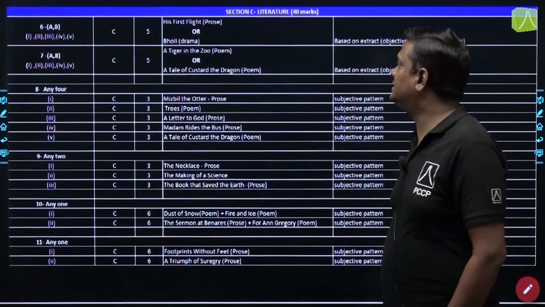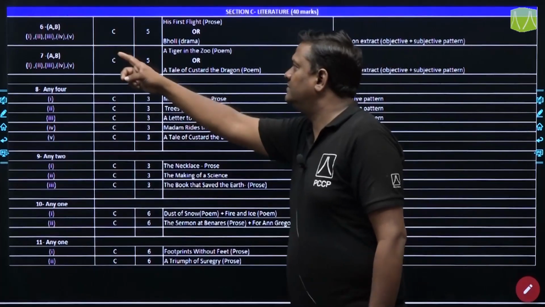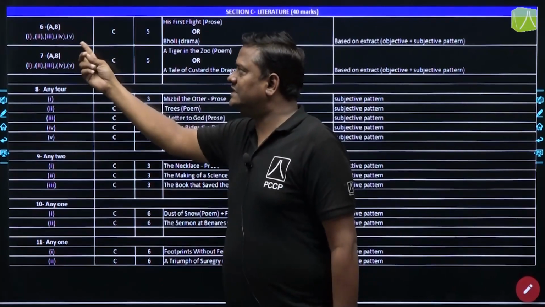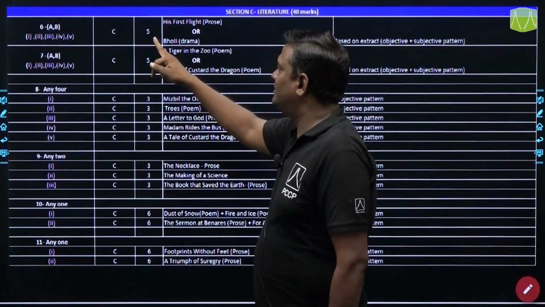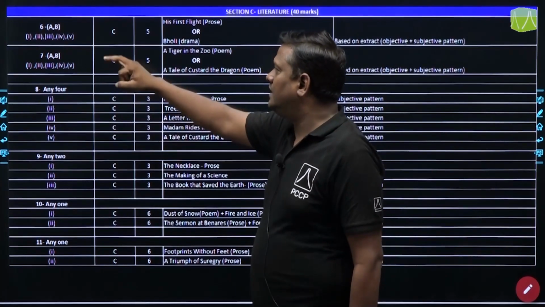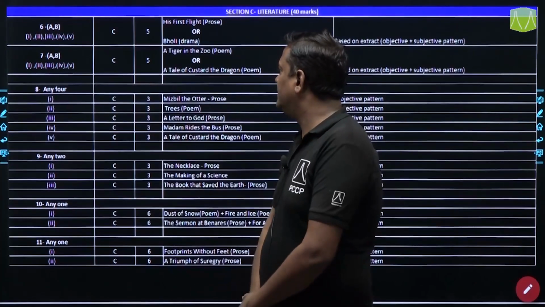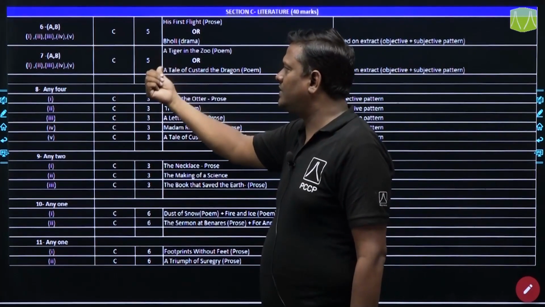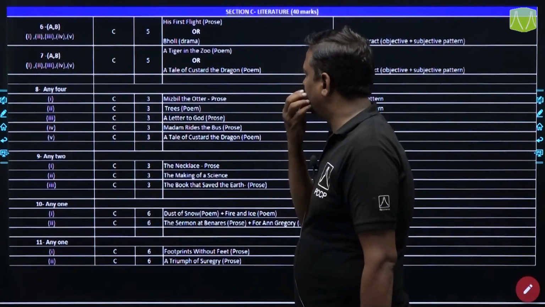Then we will have section C, literature. It is divided in various types. Like first question will be extract based question. Like here 6A, 6B, we have to solve any one, A or B. Marks will be 5 marks total, and there will be 5 questions. Again, in question number 7, we will be given 2 questions A and B from poems. We have to solve any one, total marks 5 marks, and there will be 5 questions. Each question will contain 1 mark.